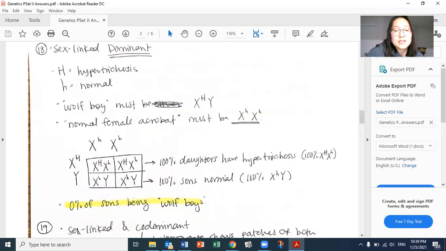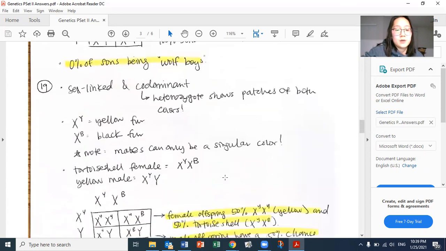So there's actually a 0% chance of the son ever being a wolf boy. So they can't really inherit the family trait from the father, if you know what I mean.